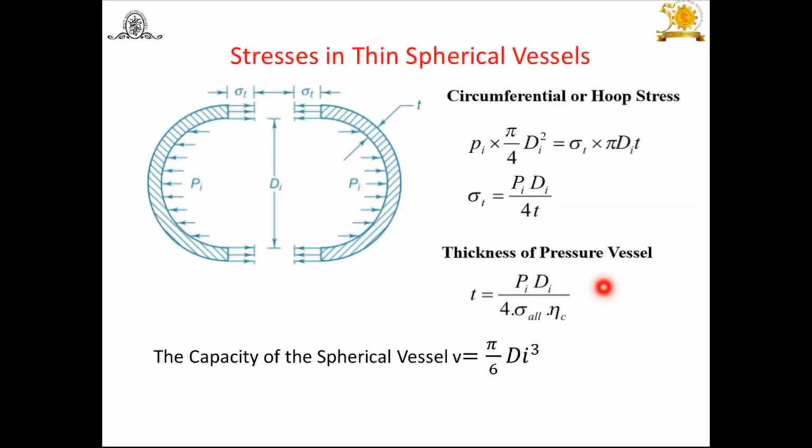We can find out sigma T. And if the joints are considered, then it is multiplied by the efficiency to find out the wall thickness of the thin spherical vessels here. And the capacity or volume of the spherical vessel is given by pi by 6 into Di raised to the cube.